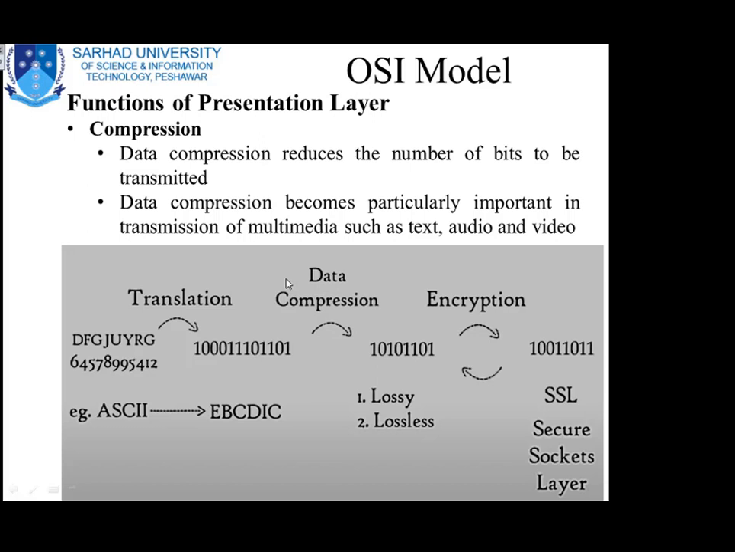You can say, for example, ASCII codes or any BCD codes or any code. So basically you convert that data from the user to a machine understandable language, and that could be any of the codes. And after that, the second function of the presentation layer comes in, that is data compression.